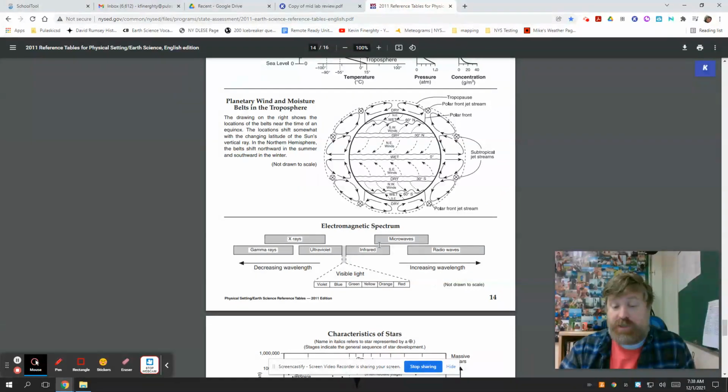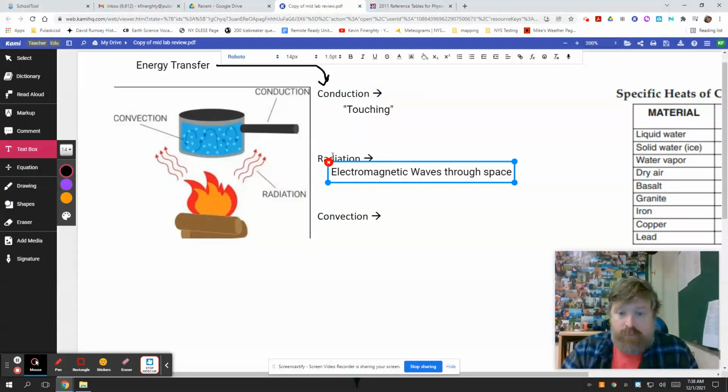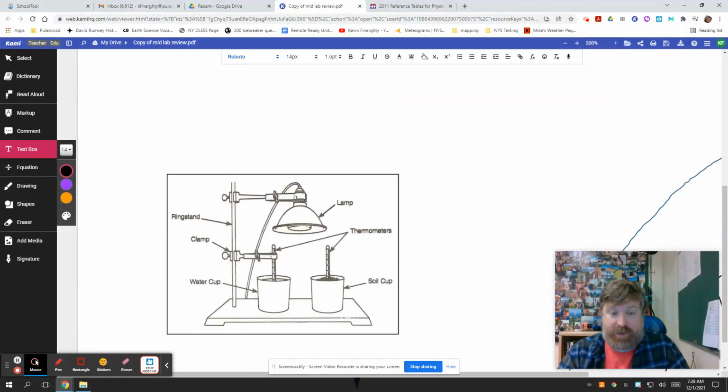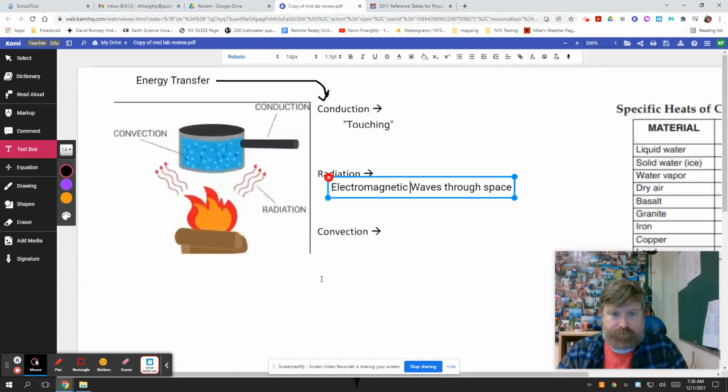So when energy transfers through these waves, which can go through space, and some of these can go through solids, right? Radio waves are going right through you right now. Anytime it's a transfer through those waves, that's what we're looking at with radiation. And again, you did it with this lab right here. Energy radiated out of this light bulb and entered into those two cups. Yours looked a little different, but same principle.